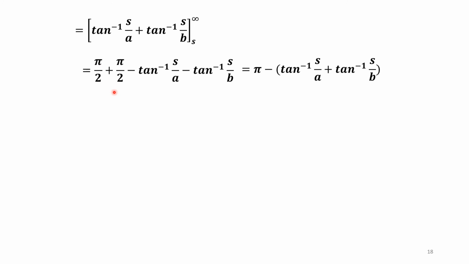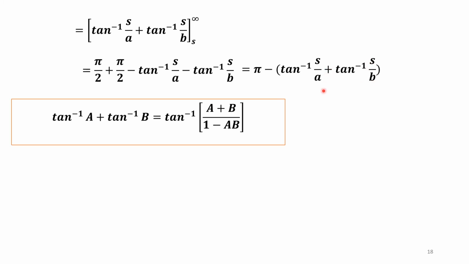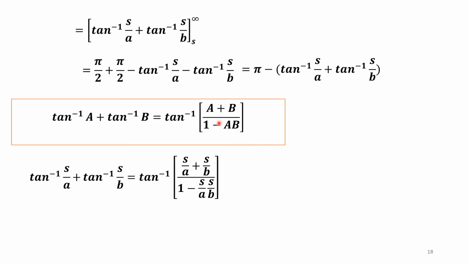So pi minus, if I take minus sign outside, tan inverse of s by a plus tan inverse of s by b. Again, making use of tan inverse of a plus tan inverse of b. Since we have plus here, the numerator will be a plus b, and the denominator is 1 minus ab. If you have plus here, the denominator is negative. So we can substitute that: instead of a, s by a, and instead of b, we are having s by b.